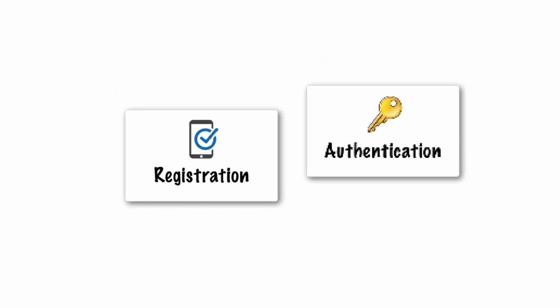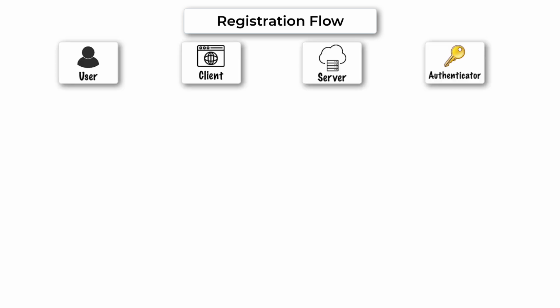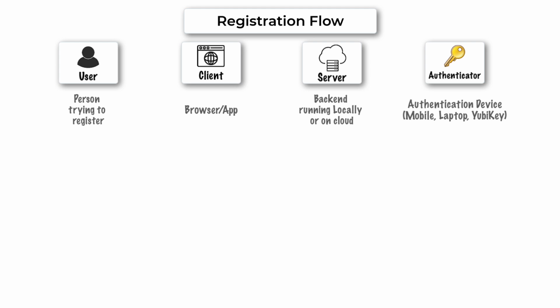Alright, let's break this down. There are two main flows when it comes to passkeys: registration and authentication. Let's start with the first flow, the part where new devices get linked to your account. We have four players involved: the user, represented by you, or the person trying to register. The client can be the application or the browser you are using. The server, and that could be your local backend using Spring Security or something on the cloud like Auth0. And finally, the authenticator, and that's your actual device doing the authentication. And it could be your phone, laptop, or hardware key like YubiKey.